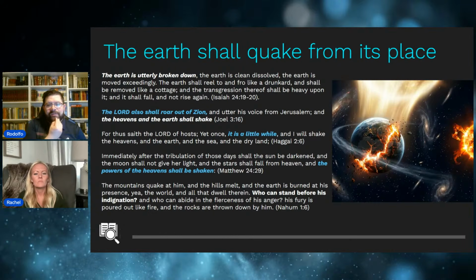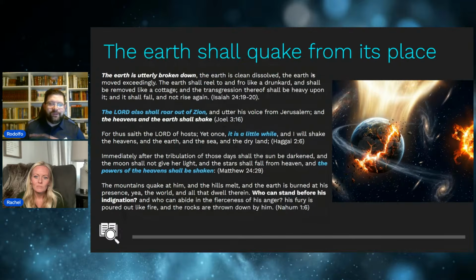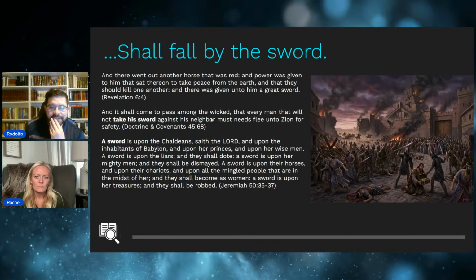Okay, so yes, the earth shall quake from its place. And what can we make from this? Because it's very clear that there are so many, and I only added a few of the references. The earth is going to be breaking down somehow. And so when we read, this is also very interesting here in the Hebrew.